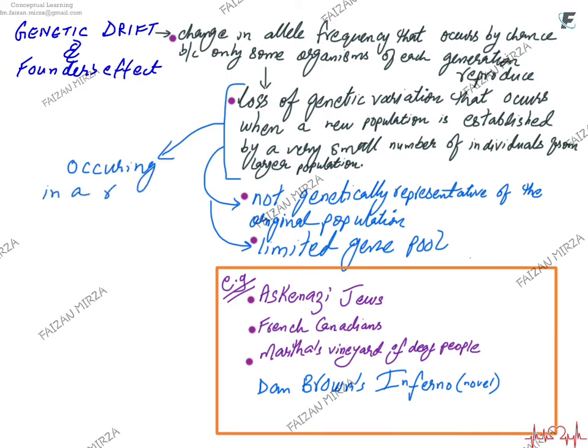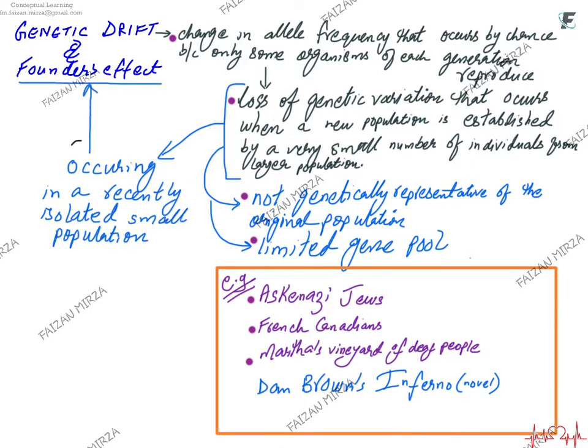The Martha's Vineyard of deaf people is exactly the same kind of example here. This Martha's Vineyard of deaf people is actually a village in Massachusetts, and all the people there are deaf. They do not mingle with the surrounding population, and they only marry within their own population. So when genetic drift is occurring, this entire condition where only a few organisms are able to reproduce, when this is occurring in a recently isolated small population, this is called the founder's effect.